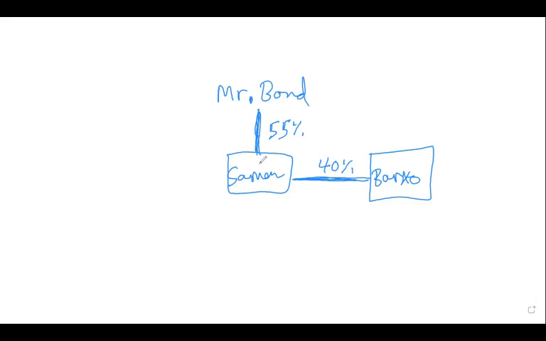So let's finish up our diagram here. And again, this whole thing is about control. If you're controlling more than one entity, those entities are likely to be associated for purposes of these rules.